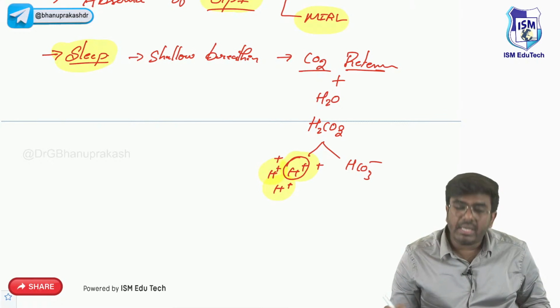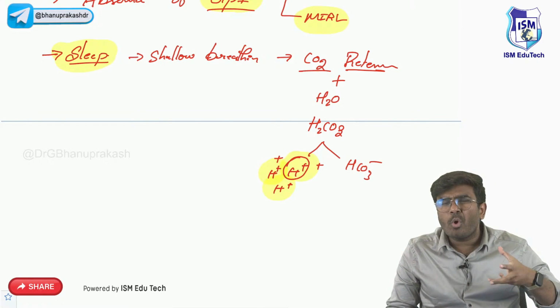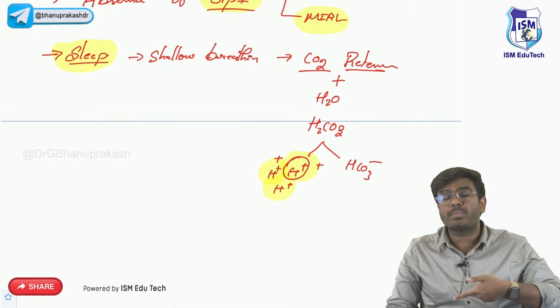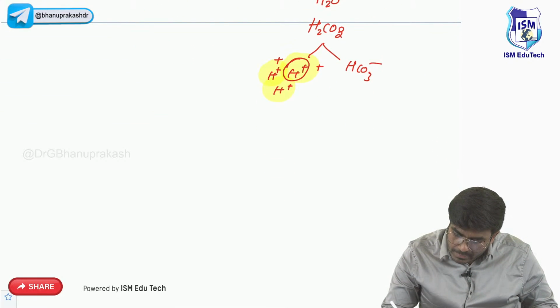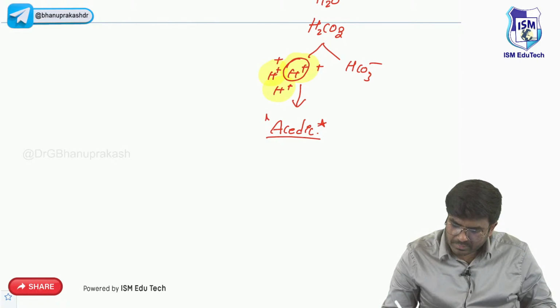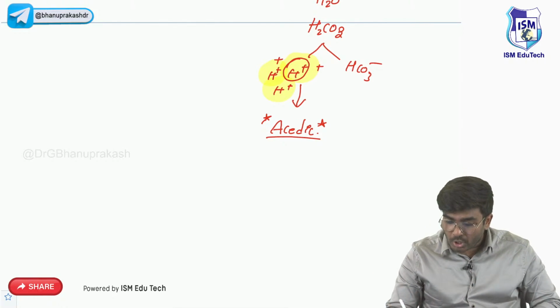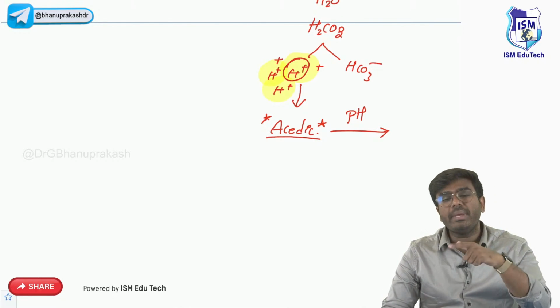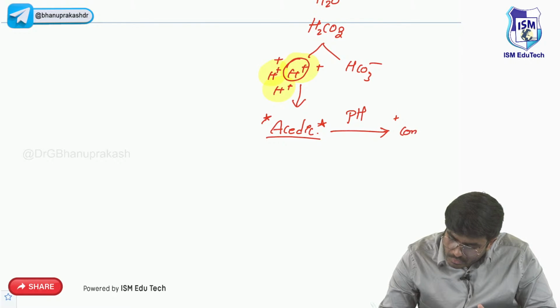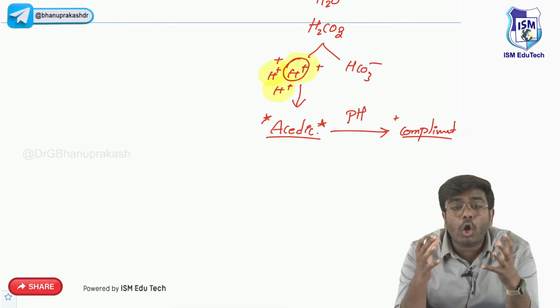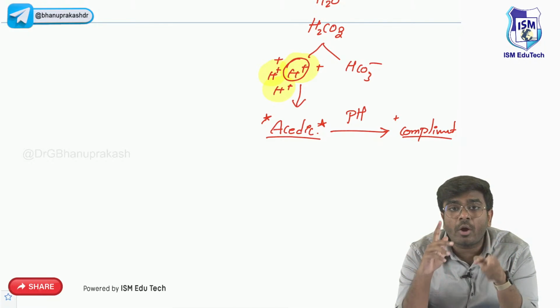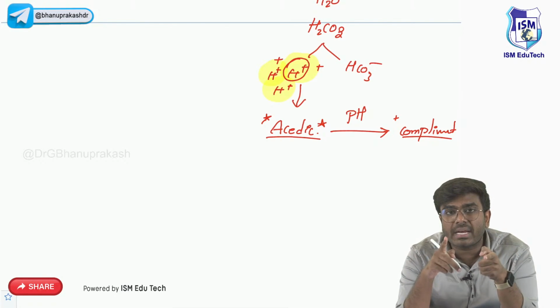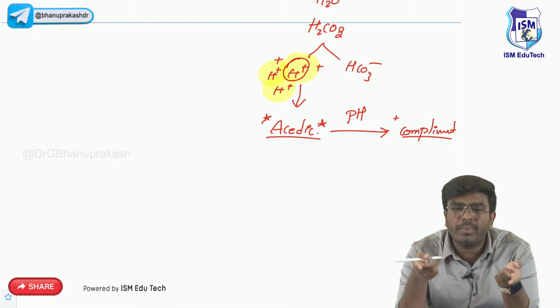So during sleep, what happens? Our blood is going to be more acidotic, with more protons. Protons are acids, so our blood is going to be more acidic, especially when we sleep. Now, why are we discussing all this? Because this acidic pH will activate the complements in your body and in my body. Complements are activated, especially when we are sleeping.